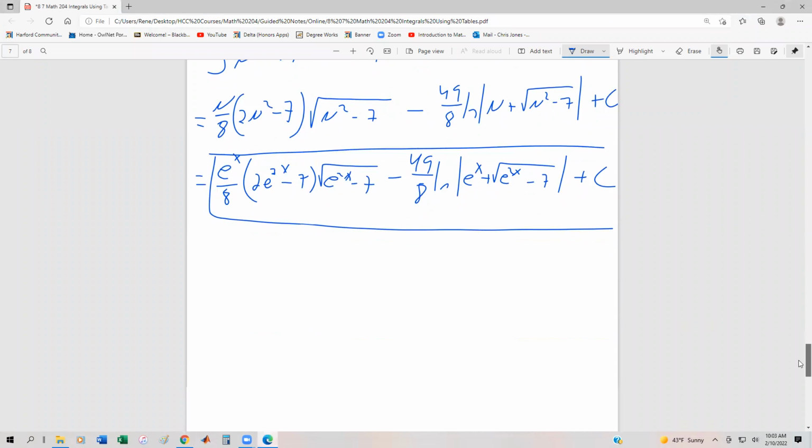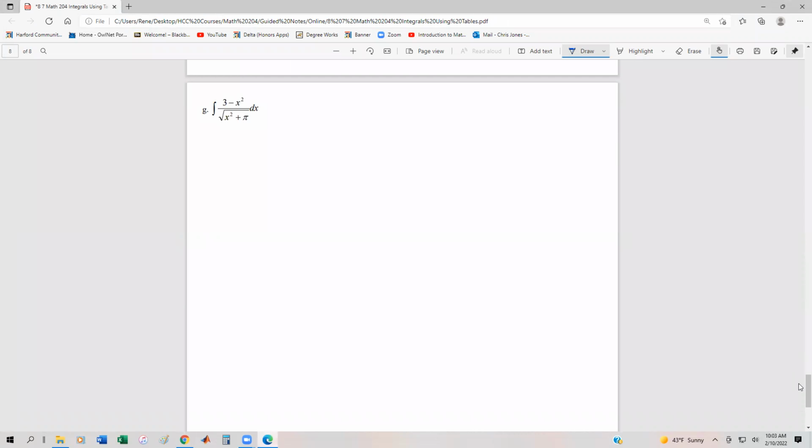All right. One last example. So we have this one. We have the integral of 3 minus x squared divided by the square root of x squared plus pi. Now, with this one, there's no u substitution that we can start with. Probably the best approach sometimes is to just split it up into two separate integrals. And so we can separate this into 3 times the integral of dx over the square root of x squared plus pi, minus the integral of x squared over the square root of x squared plus pi dx.